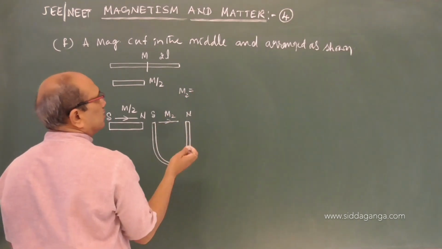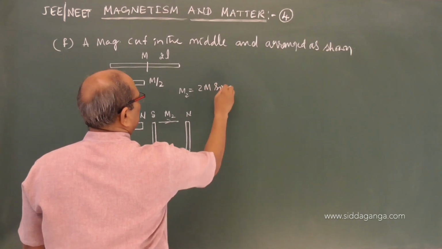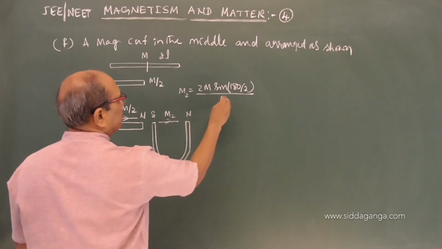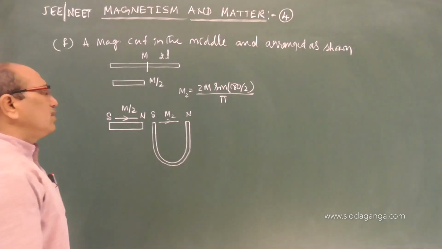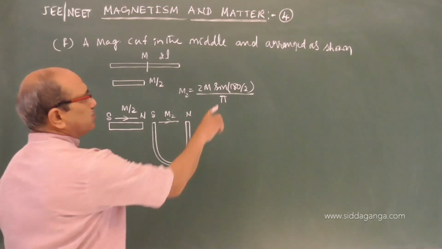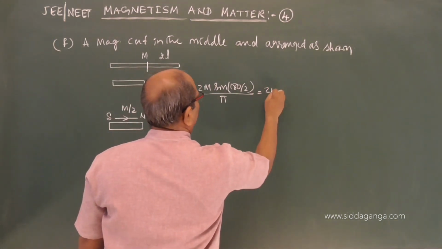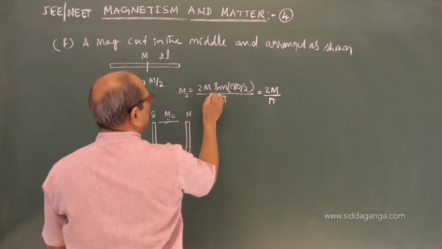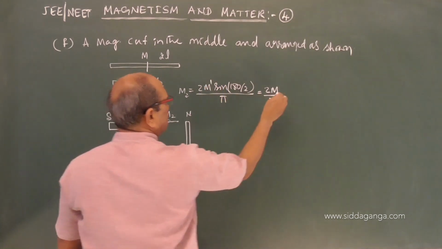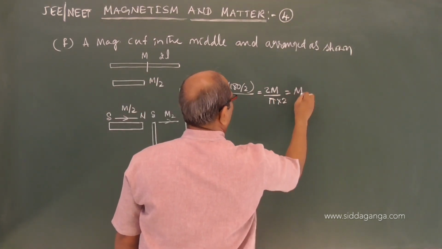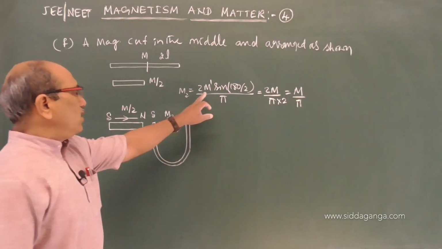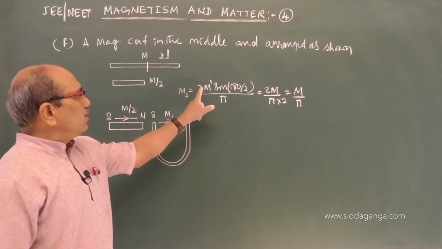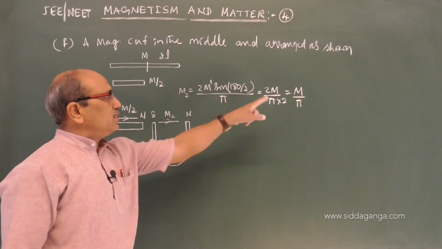It is turned 180 degrees. 2m into sine 180 by 2, divided by pi. It is 180, that becomes sine 90, which is 1. It is 2m upon pi. But not m, it is m by 2. Therefore m dash, with m by 2, becomes m upon pi. I hope you followed why I put this: m2 is m by 2, the half part. 2m by 2 sine 90 by pi is m by pi.